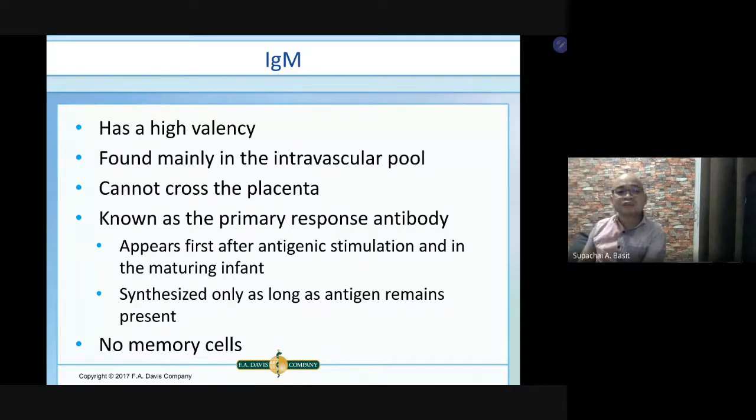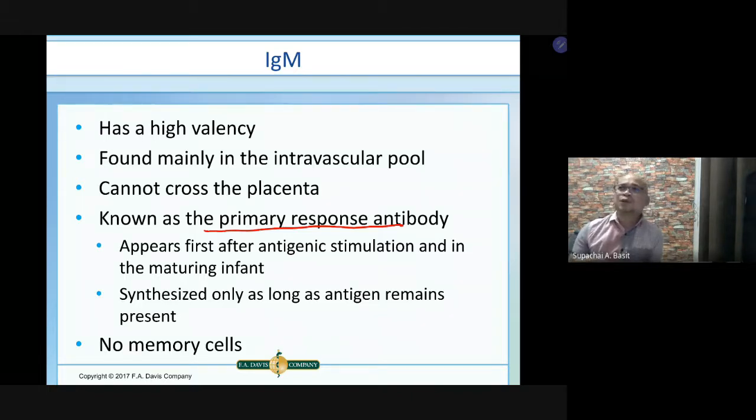And it is found mainly in the intravascular pool. So talaga sa loob ng blood vessel natin, maraming IgM. However, because of its high molecular weight, it cannot cross the placenta. And as I've told you before, we call it the primary response because it is the first antibody that occurs during the immune response, particularly among maturing infants.